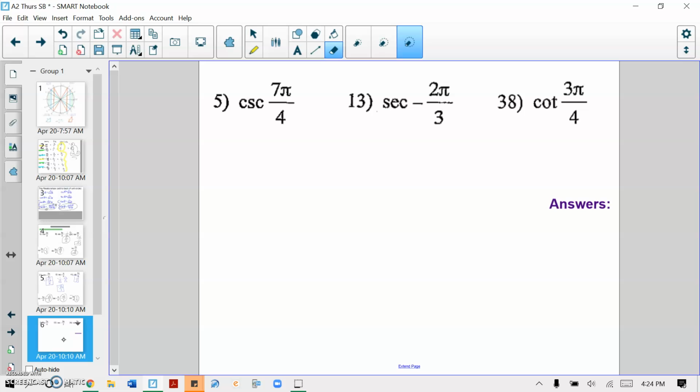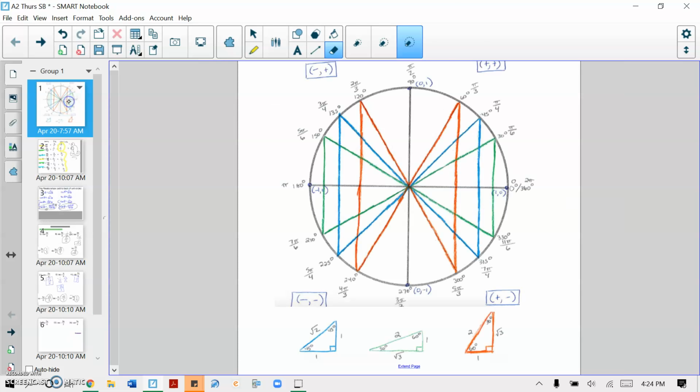So let's do a couple questions. All three of these questions are pulled from your homework number 8, so you're more than welcome to use these answers on your assignment when you go to submit them, okay? So if I'm doing cosecant of 7 pi over 4, I go to my unit circle, and 7 pi over 4 is right here. So I'm looking at my blue triangle, the 45, 45, 90 in quadrant 4.